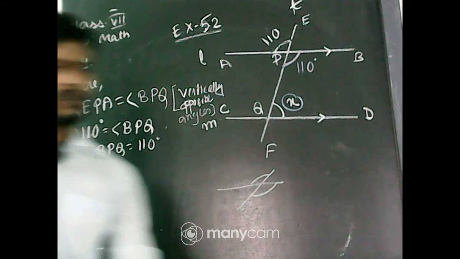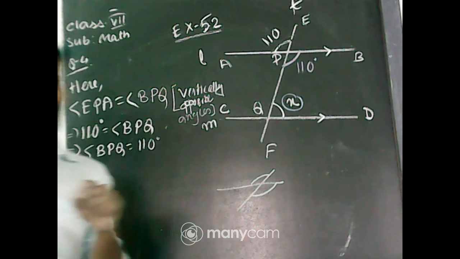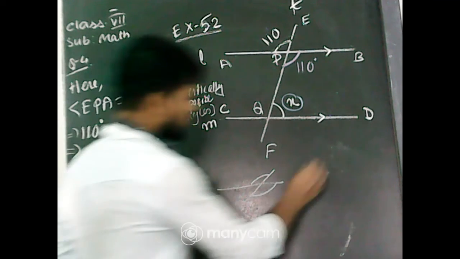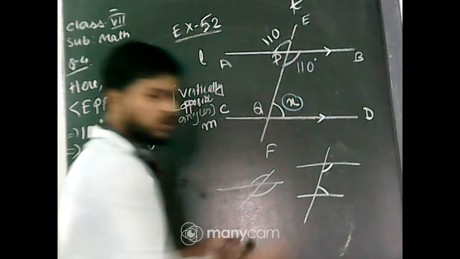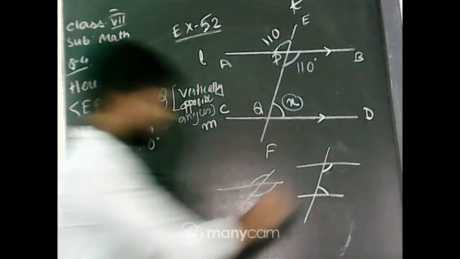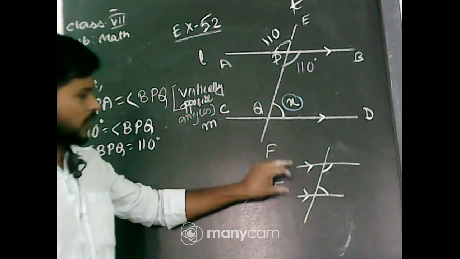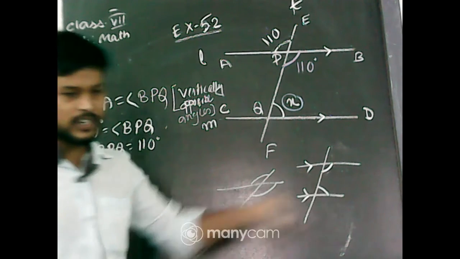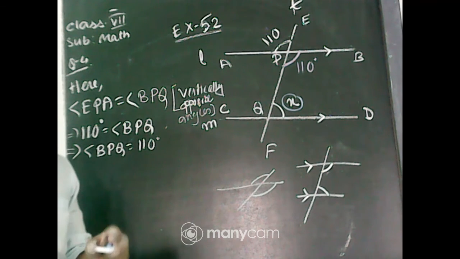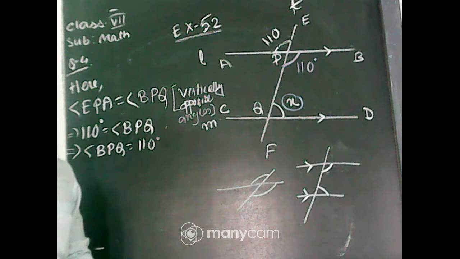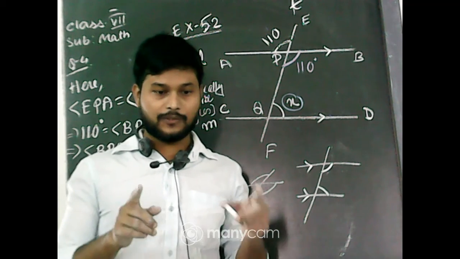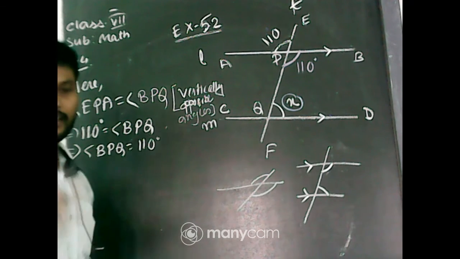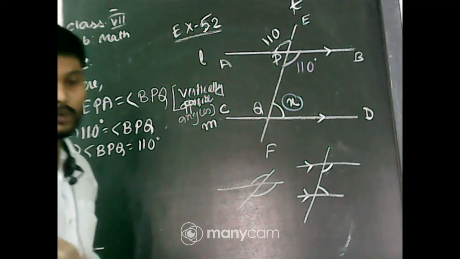Okay, and now try to remember one more angle, the co-interior angle. What is a co-interior angle? Suppose there are two lines and one transversal. These two angles are called co-interior angles. And if the two lines are parallel to each other, what will be the sum of the two co-interior angles? Yes, very good, Saptorshi. The sum of the angles must be equal to 180 degrees.